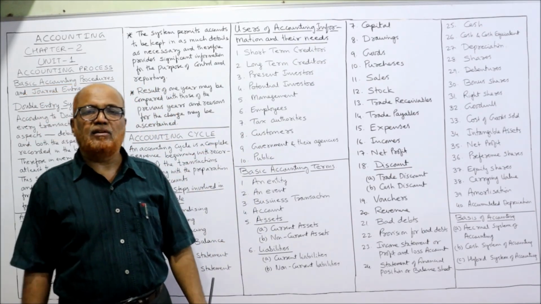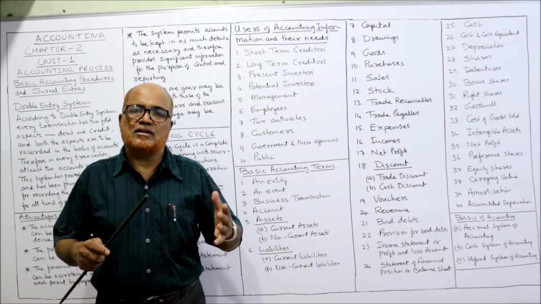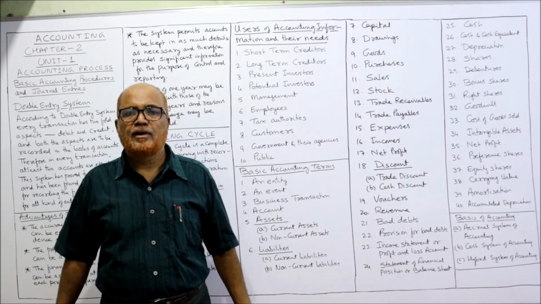Next comes present investors. There are many investors, for example, a sole proprietor, a partnership, or a shareholder.